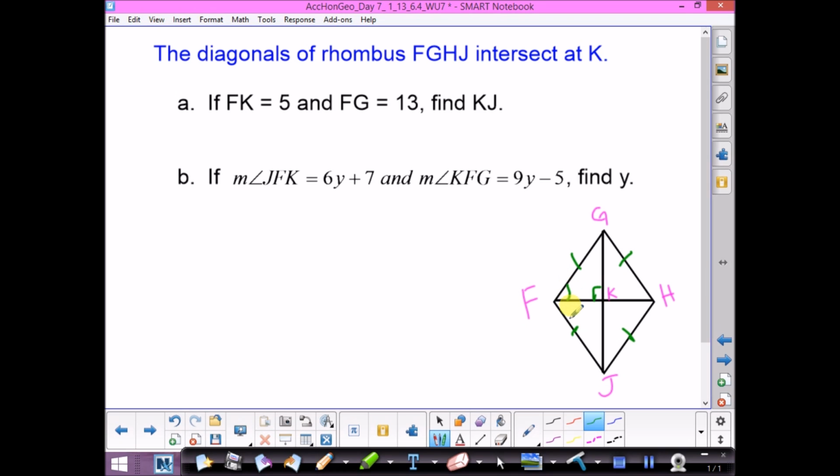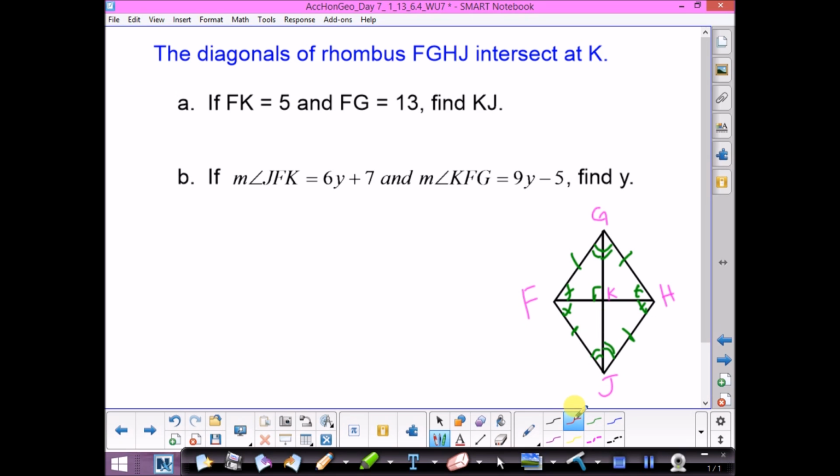That would mean this angle is congruent to this angle. This angle is congruent to that angle. This angle is congruent to that angle. And then these are congruent to those angles. And same thing down here. This angle is congruent to this angle, and we know these 4 are congruent to each other.